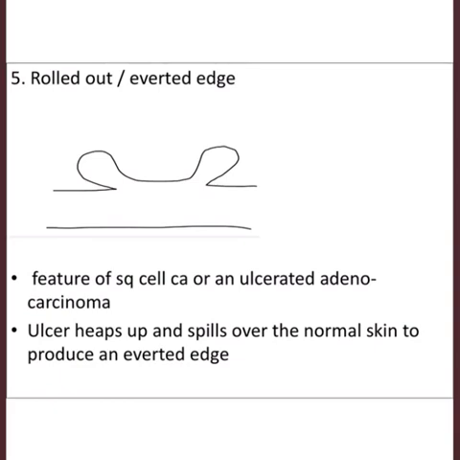Rolled out or everted margins: the margins are everted outside, away from the direction of the wound or ulcer. This is the ulcer area and the margins go away. Feature of squamous cell carcinoma and ulcerated adenocarcinoma. The ulcer heaps up and spills over the normal skin to produce an everted edge.